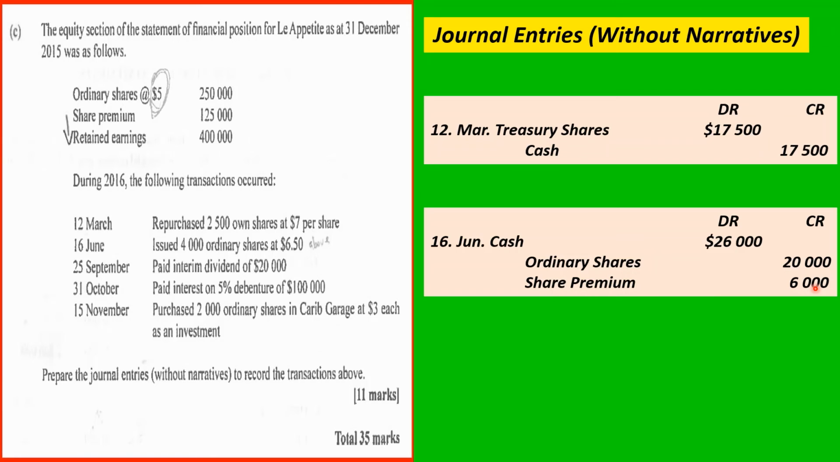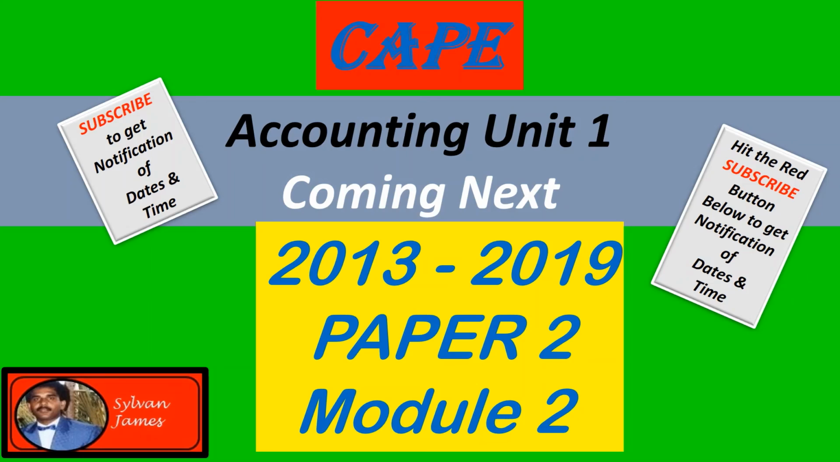and the share premium 6,000, the remainder.